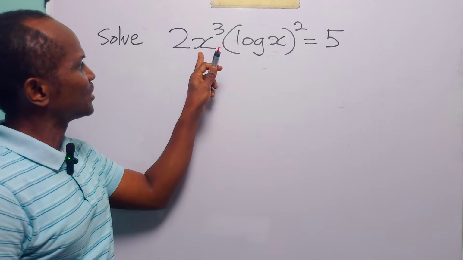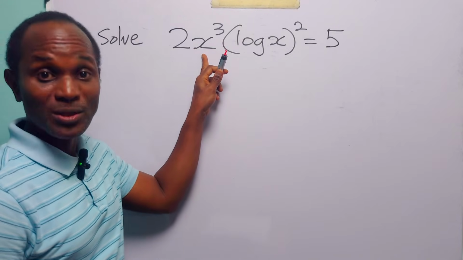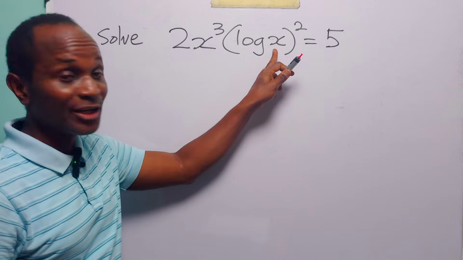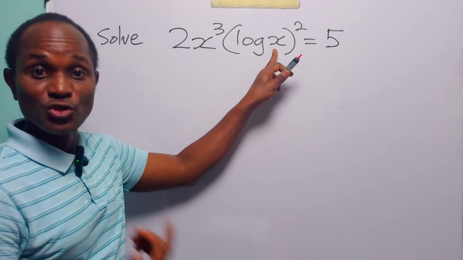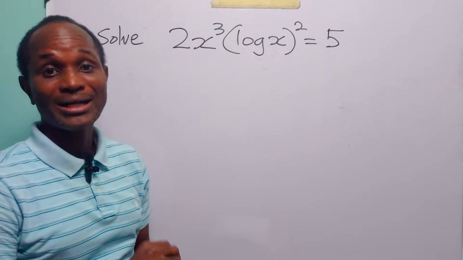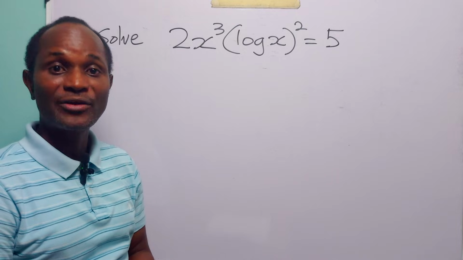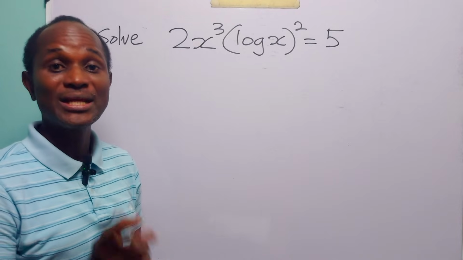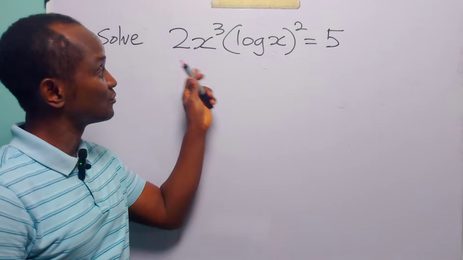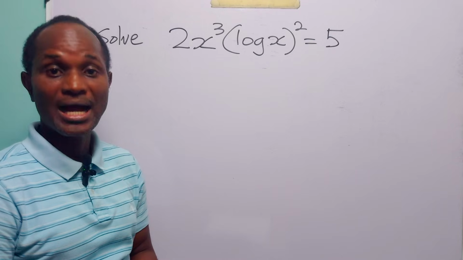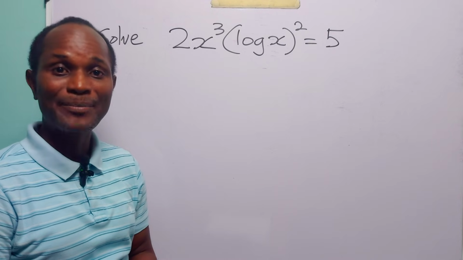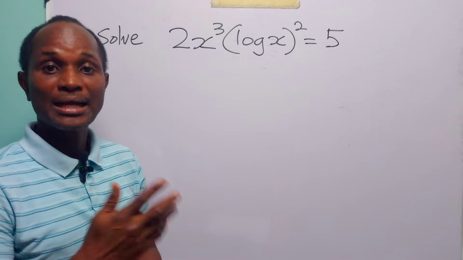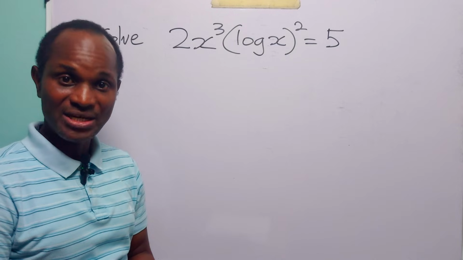Also, notice that we have x both as a multiplier and as the argument of this logarithm. So that means that this equation cannot be solved by ordinary algebraic methods. We need a special function to be able to solve this equation. And of course, that function is the Lambert W function. Now, applying this function is very easy.